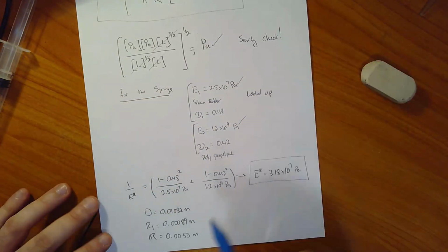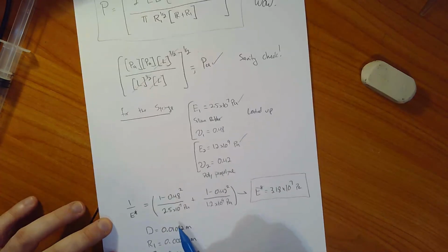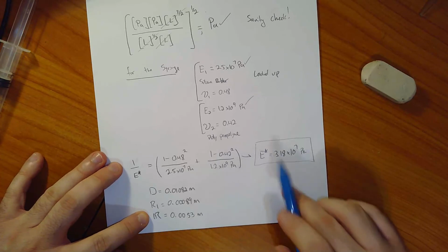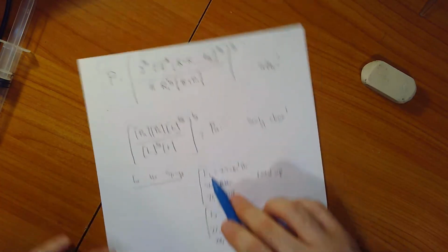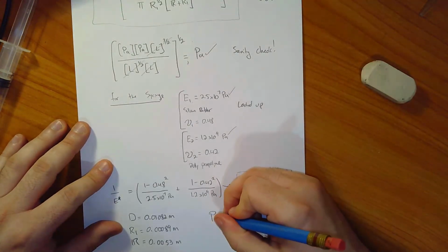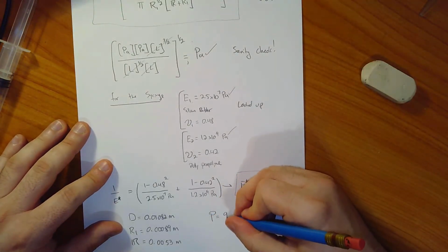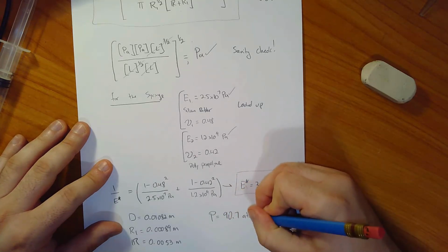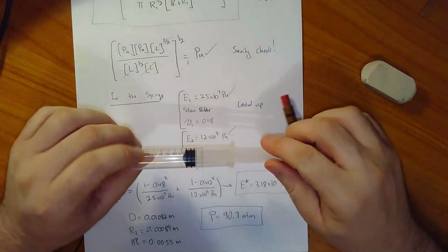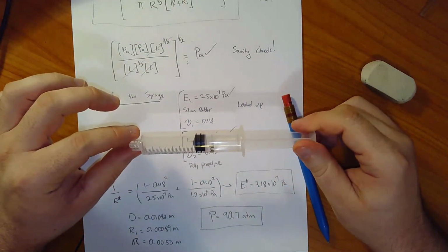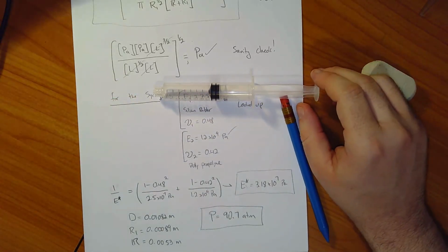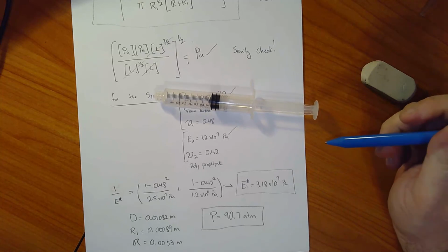And so when I take these values for D, R1 and capital R, and then for E star and E, and plug them into this expression, what do I get? Well, I get a pressure of about 90.7 atmospheres. So that is the leak pressure that I expect for the syringe. And I'll leave it again up to you guys to find the leak pressure for the O-ring so that something is left for you guys to sort out.